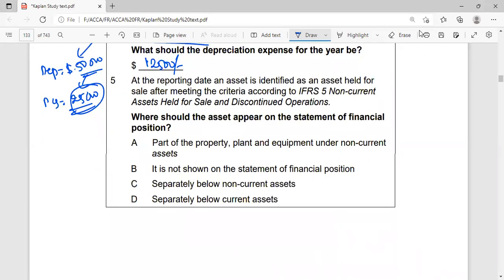Next. At the reporting date, the asset is identified as an asset held for sale after meeting the criteria according to IFRS 5. Where should the asset appear on the statement of financial position? In case of IFRS 5 non-current asset held for sale, it is shown as a part of current assets.